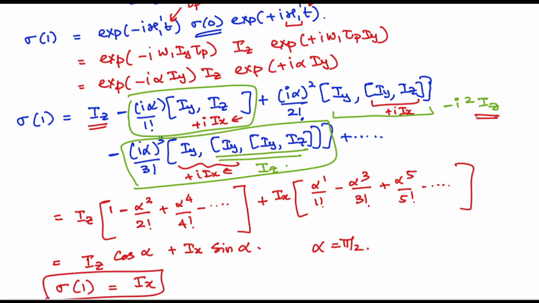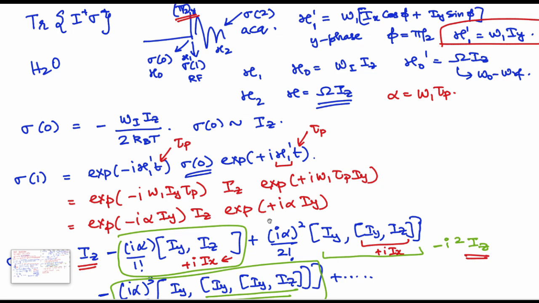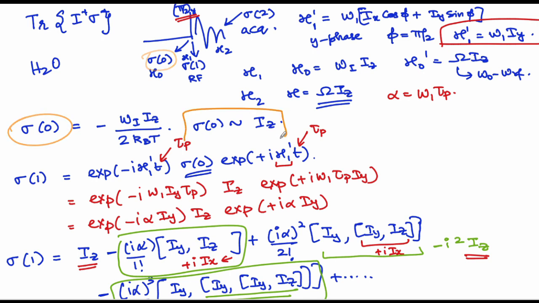So what have we done so far? Let's review a little bit. We are once again trying to understand the one pulse experiment where the pulse is applied along the Y phase with a flip angle of 90 degrees, on resonance pulse. We started with the equilibrium density matrix which is defined as Iz. Then if you apply the 90-degree pulse, we use the Baker-Campbell-Hausdorff expansion and we find that the sigma 1 is going to be given as Ix. So the only thing that is remaining for us is to understand what happens during acquisition.